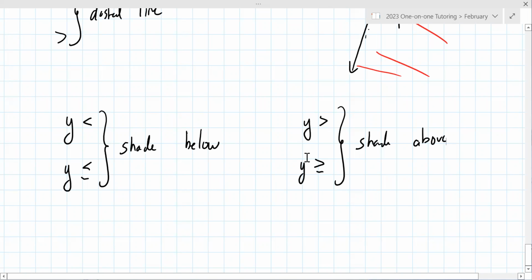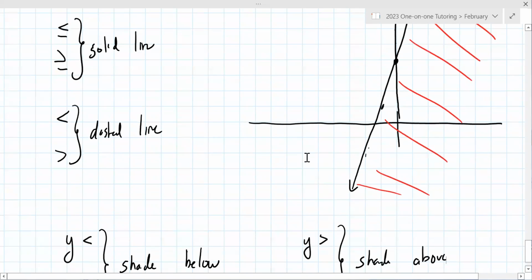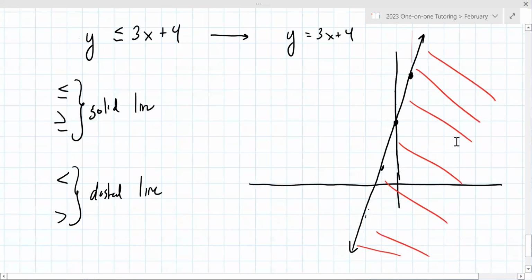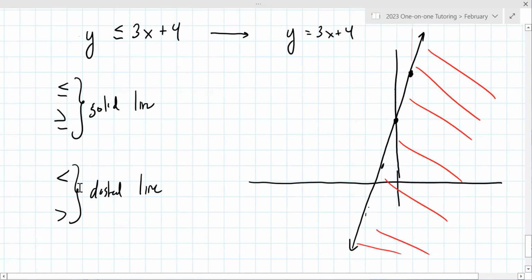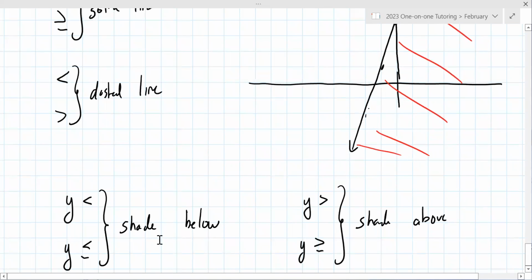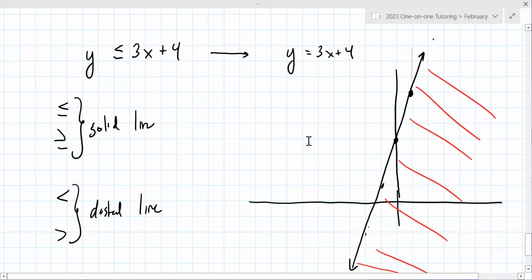So there's added steps here when you're shading, when you're doing an inequality. You first graph the line, but then you've got to decide if it's solid or dashed. Then you have to decide if you're shading above or below. Now, I mentioned there was a second approach here. Okay, the second approach is to test a point.